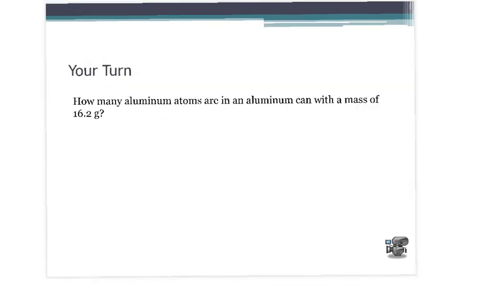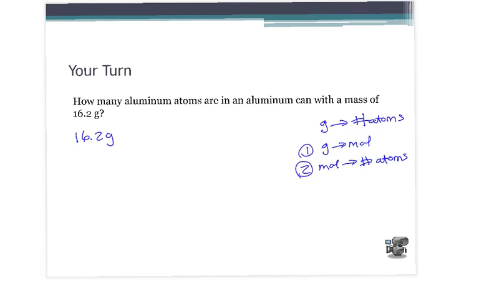Okay, go ahead and give this a try now. How many aluminum atoms are in an aluminum can with a mass of 16.2 grams? So we always start with what we're given. Now, we want to go from grams to the number of atoms, but we don't have a direct conversion factor between grams and number of atoms. We have a conversion factor from grams to moles, and then we can go from moles to number of atoms. So it's going to be a two-step process, right?